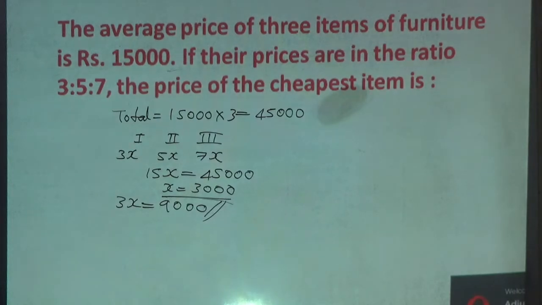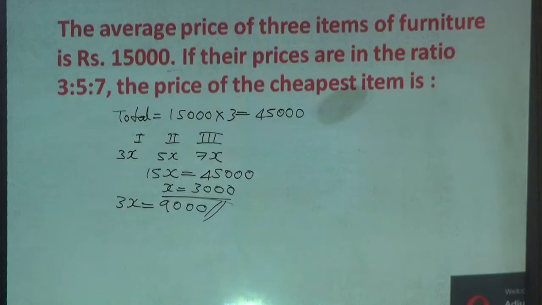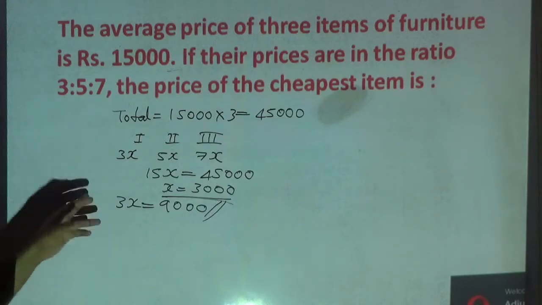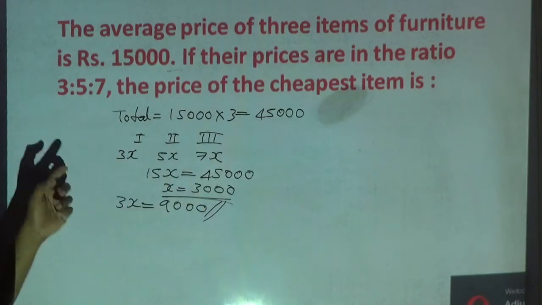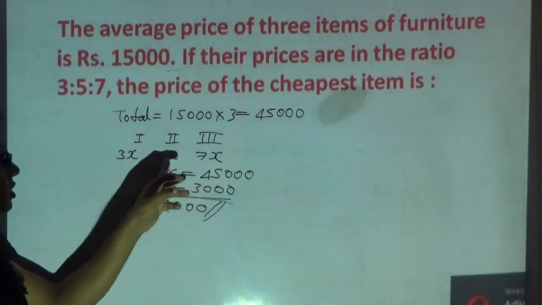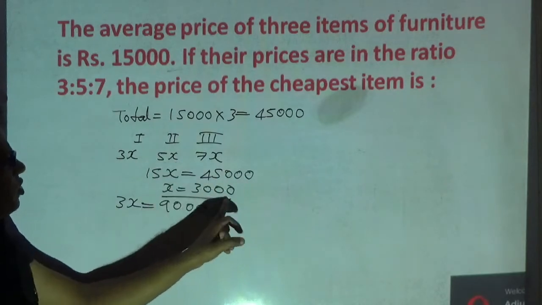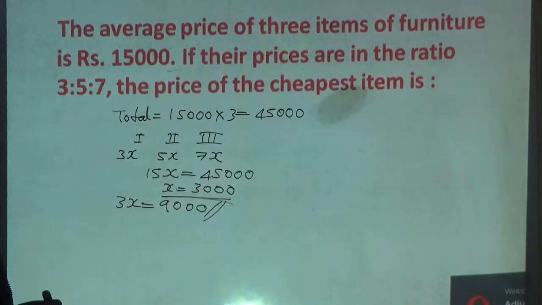Very simple problem. Please observe here. What they have given is the average price of 3 items is 15,000. Therefore, the total price is 15,000 into 3, that is 45,000. The 3 items are in the ratio 3 is to 5 is to 7. If one item is 3x, another item is 5x, another item is 7x, what is the total? 15x. I know the total is 45,000. So x is equal to 3,000. So I want the cheapest, that is 3x, that is 9,000. That's it. From this problem, I will go for the next problem now.